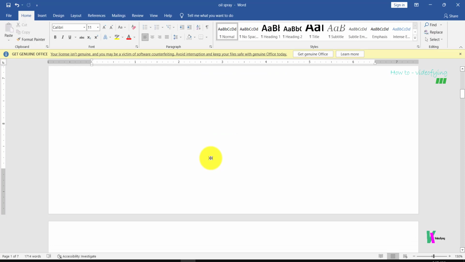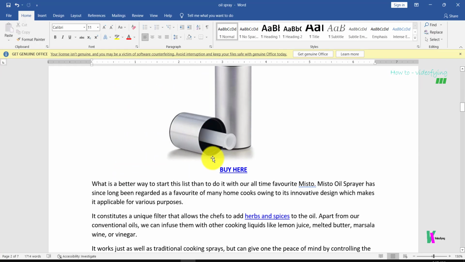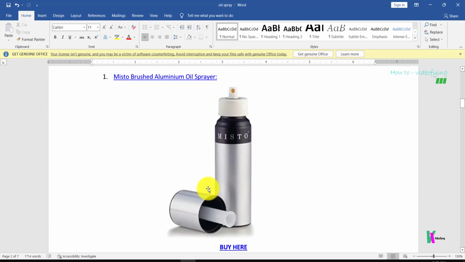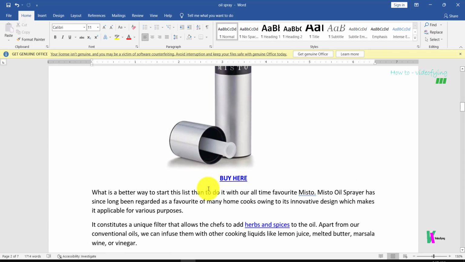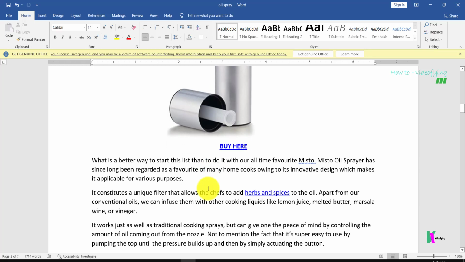Then we have to write a product review. Say we have this Misto oil sprayer. In product reviews we always need to explain as many features as possible without repeating the content and without adding fluff to it. Say this one is an oil sprayer by Misto.